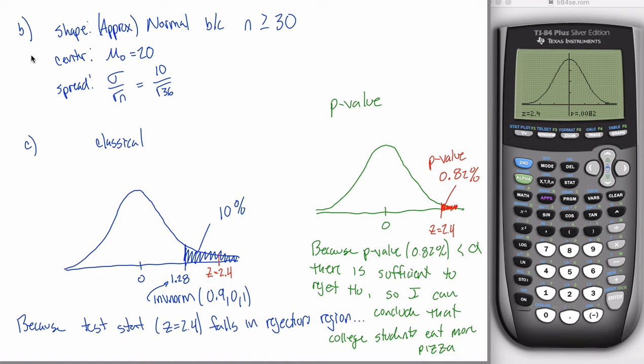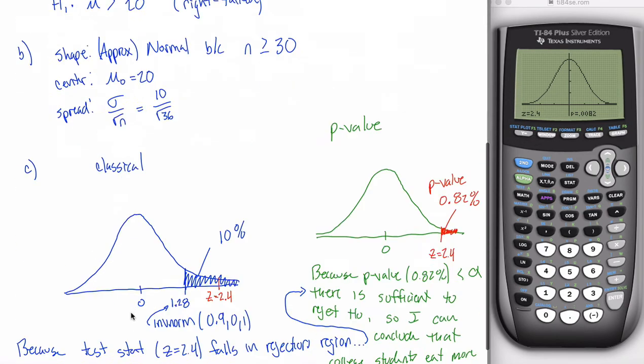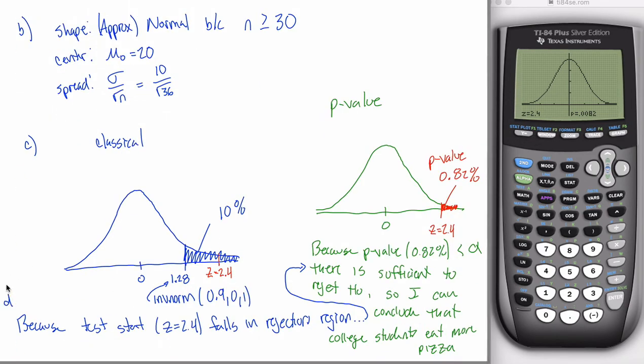Sure, good enough. And just in case this is hard to follow, what I'm doing in blue here is saying because the test statistic falls in the rejection region, then what I would do is pick up right here. There is sufficient evidence to reject the null, so I can conclude that college students eat more pizza. So those are steps C and D, I guess. This was step D down here.